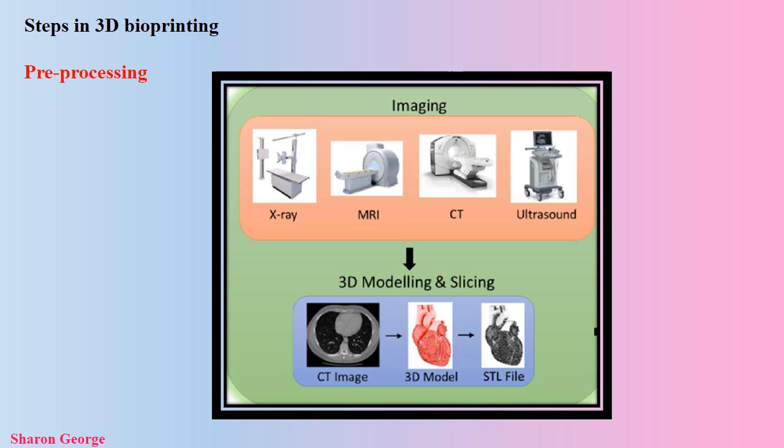which means all these diagnostic imaging outputs are in the form of DICOM images. Then this DICOM image is constructed into a 3D model, and this 3D model is then converted into STL file format, that means stereolithographic file format, which is commonly accepted by most of the commercially available bioprinters. Okay, this is all about the first step, that is pre-processing.